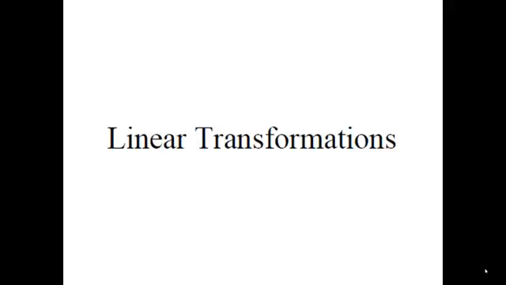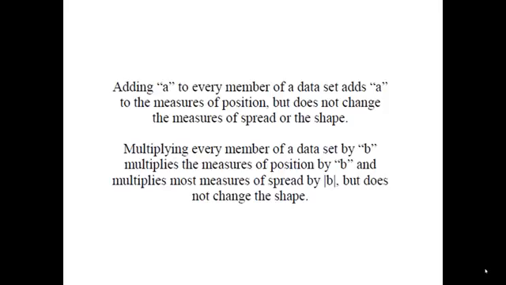Linear transformations. Adding A to every member of a data set adds A to the measures of position, but does not change the measures of spread or the shape. Multiplying every member of a data set by B multiplies the measures of position by B and multiplies most measures of the spread by the absolute value of B, but does not change the shape.